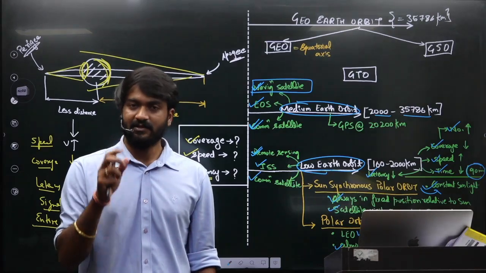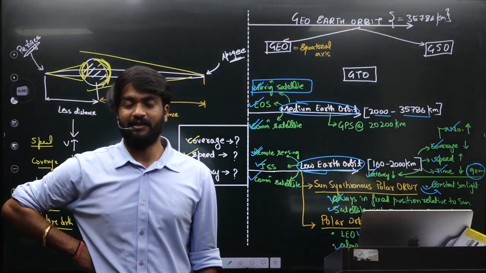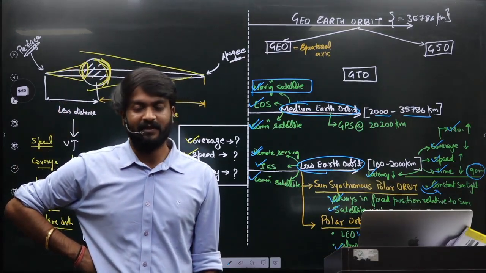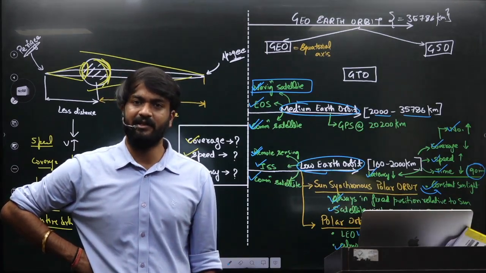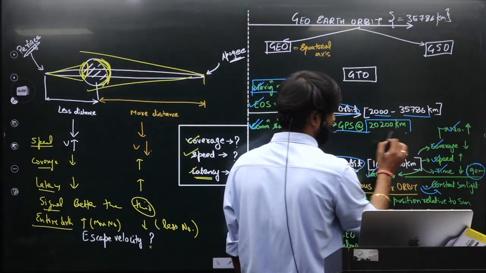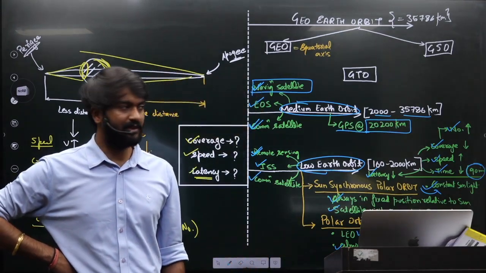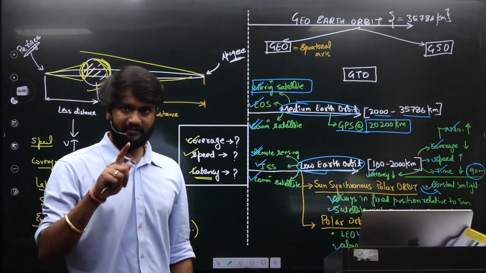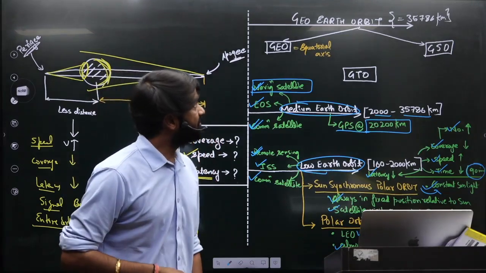IRNSS. So our navigation system is placed in the geostationary orbit. What is the reason? That we need less number of satellites to cover the entire earth. That is the only rationale. Okay? So GPS of USA is placed at 20,200 km. And our IRNSS, I am saying this again and again, it is not in the medium earth orbit, it is in the geo earth orbits.